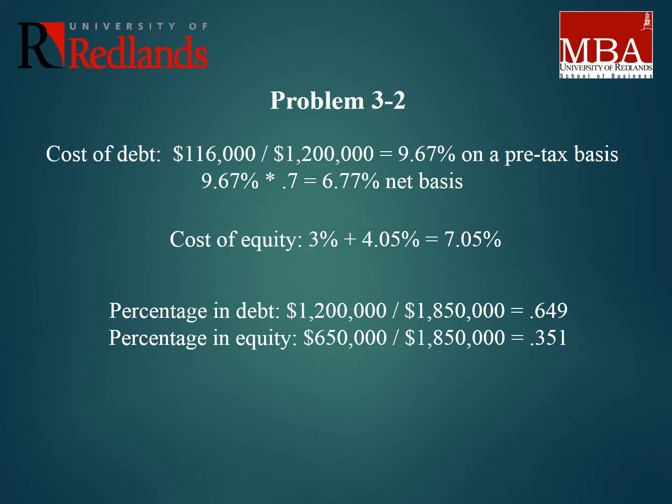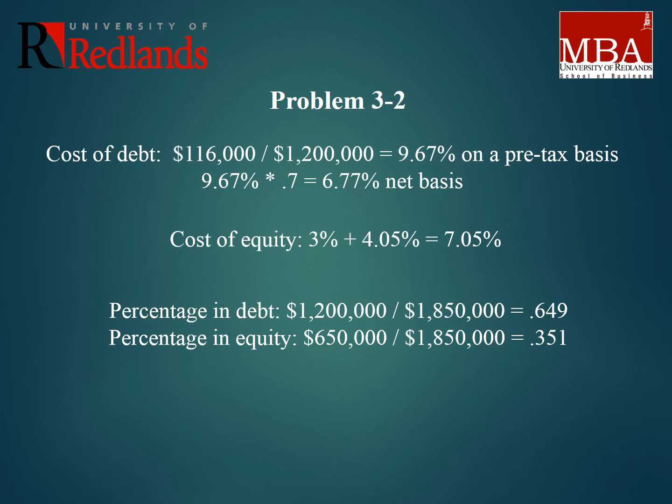The percentage in debt is the 1.2 million divided by the 1.850 million, or 64.9%. The percentage in equity is the 650,000 divided by the 1.850 million, or 0.351, 35.1%.